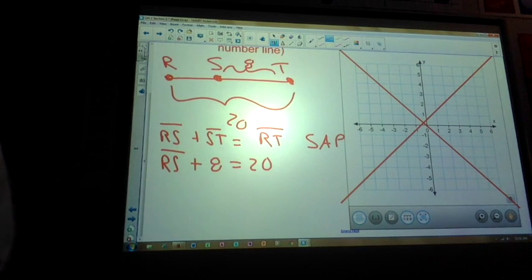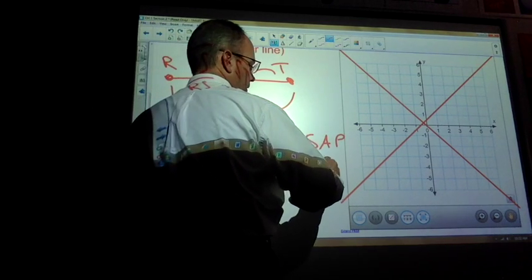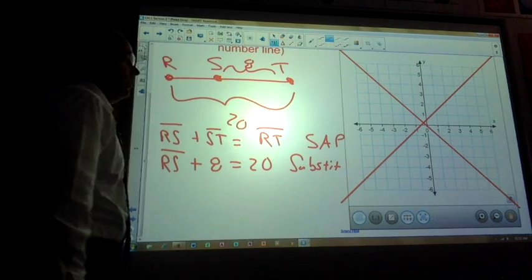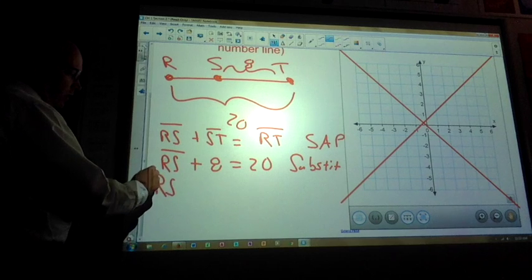What mathematical operation took place that you know but you don't want to say? It's an easy one. Not subtraction. Substitution. Substitution. Okay?